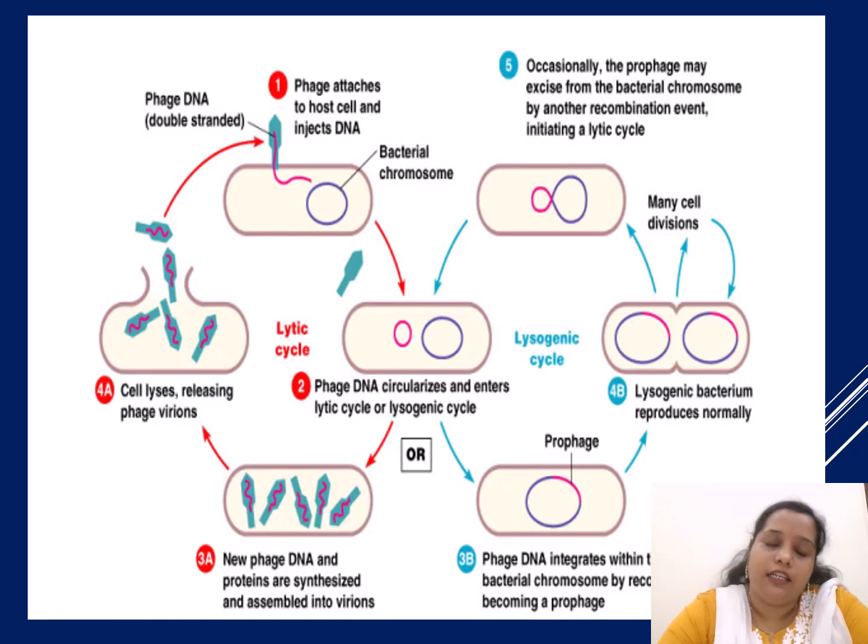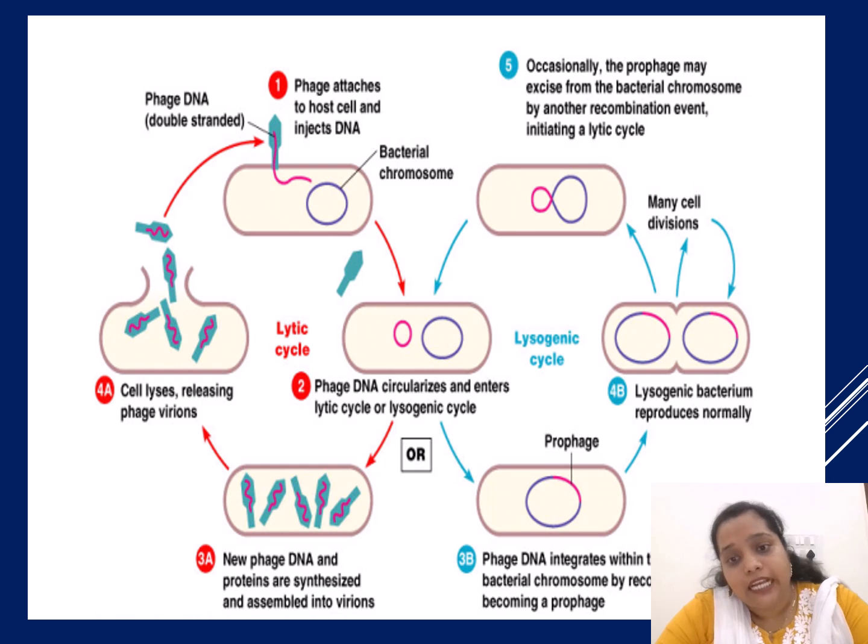Now, this works in two types of ways, basically, the lytic cycle or the lysogenic cycle. If it enters the lytic cycle, the phage attaches to the host cell and injects its DNA, where the phage DNA circularizes and enters the lytic or lysogenic cycle. If it is entering the lytic cycle, new phage DNA and proteins are synthesized and assembled as virions. Then the cell lyses and releases these phage virions, which move further and attack other host cells.